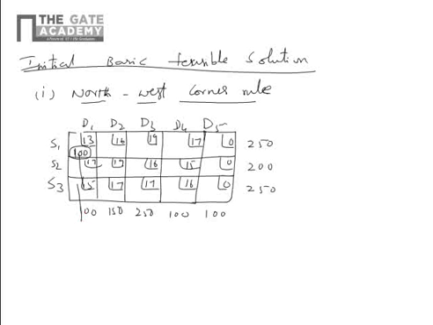Then we have allocated 100 here. Then go to the next: 100 is allocated here, so you have to delete this row, because 100 minus 100 is 0. Then remove the 100 minus 250, you will get 150. Then the northwest corner is S1 D2. Allocate 150 to that cell.